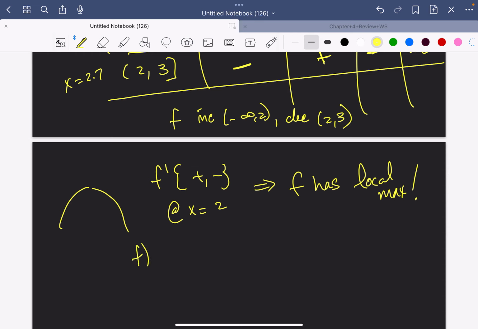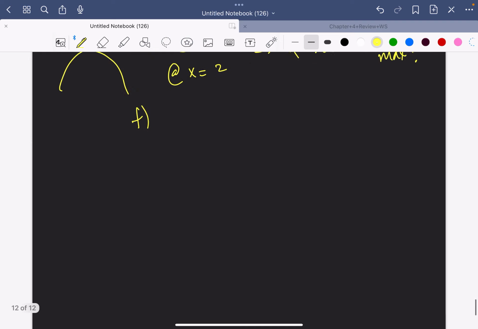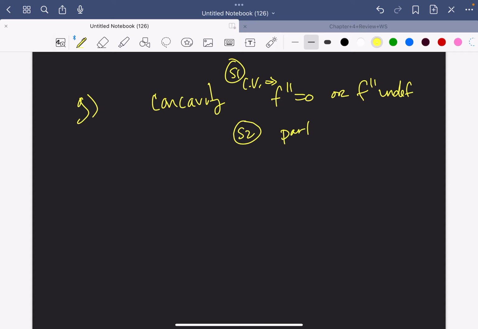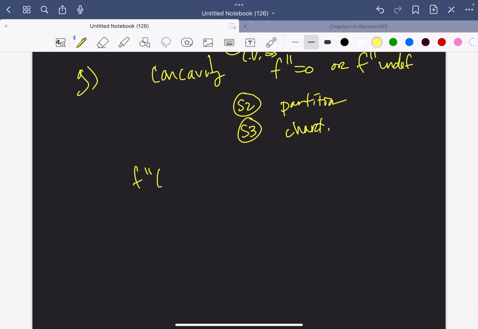And then now let's talk about concavity. So if someone tells us that we want to know about concavity, you know that that's where the second derivative is 0. Step 1 is going to be second derivative 0 or second derivative undefined. Step 2 to talk about concavity is to partition. And by now you better know step 3 is to chart. So if I take the second derivative, and they actually hand it to me, it's this: 4, 3 minus x to the 3/2.